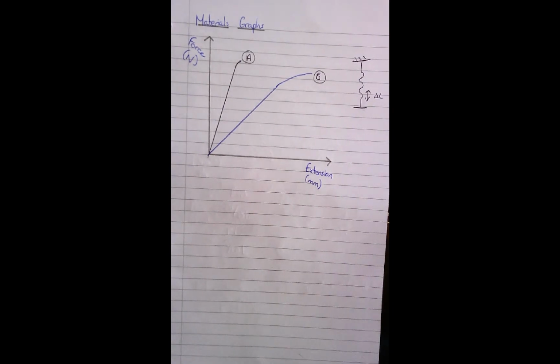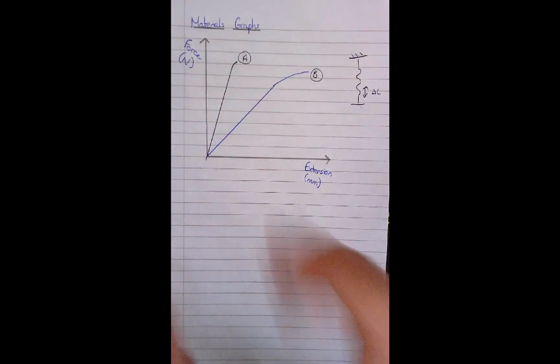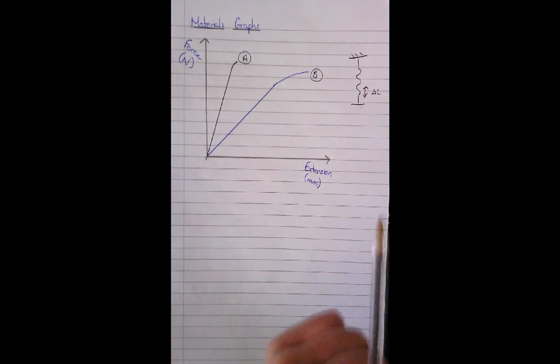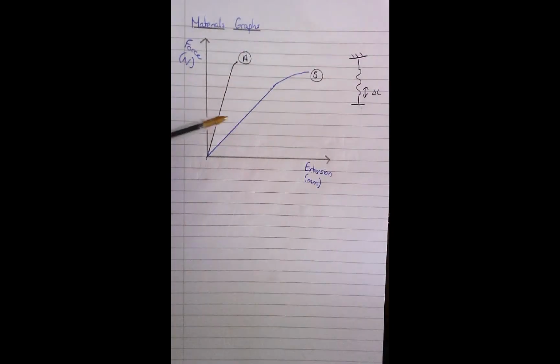The first thing I'd like you to do is pause the video and sketch these graphs that I've drawn for two different materials, A and B. I'd like you to, as well as that, label the key points on the graph, and I would also like you to think about what words you could use to describe materials A and B.